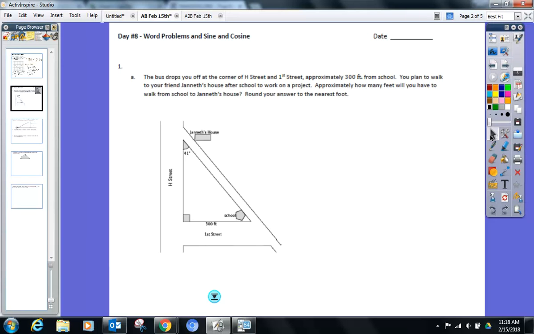The bus drops off at the corner of H and First. So H and First, we're dropping them off there. We walk approximately 300 feet to the school. You plan to walk to your friend Big Al's house after school to work on the project. How many feet are you going to have to walk from school to Big Al's house?